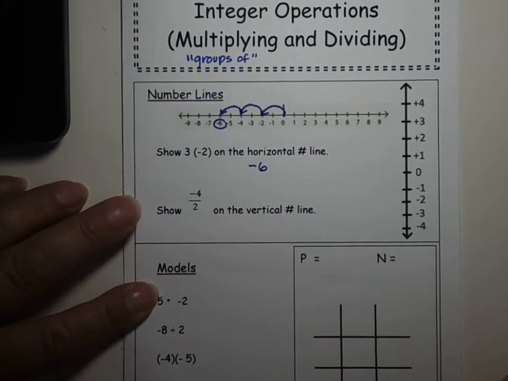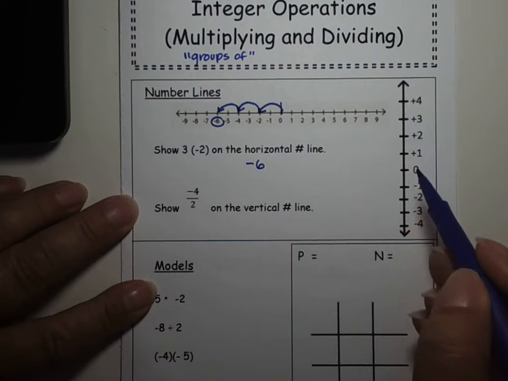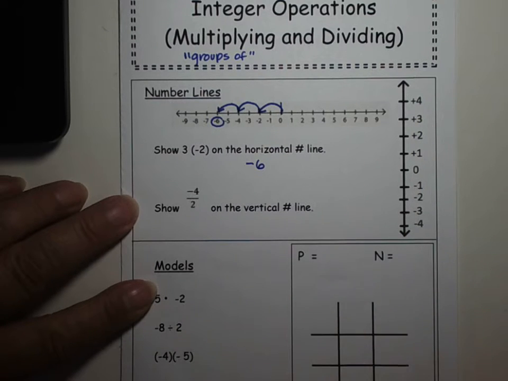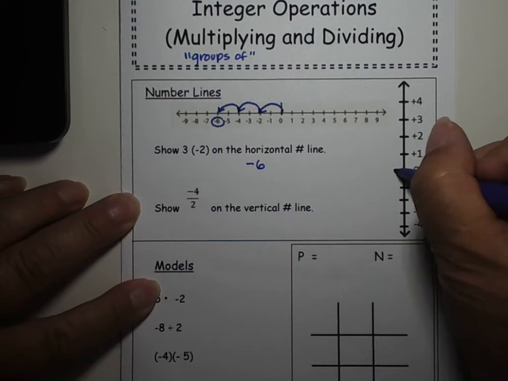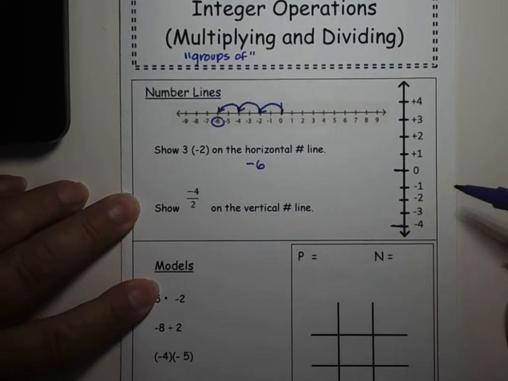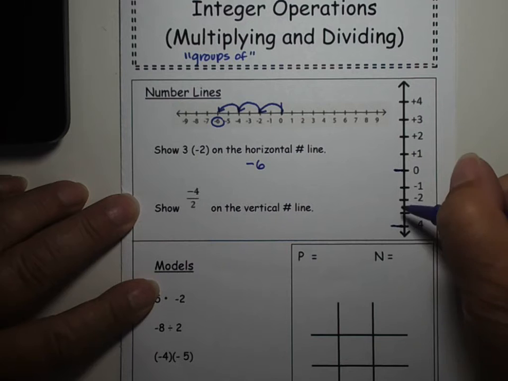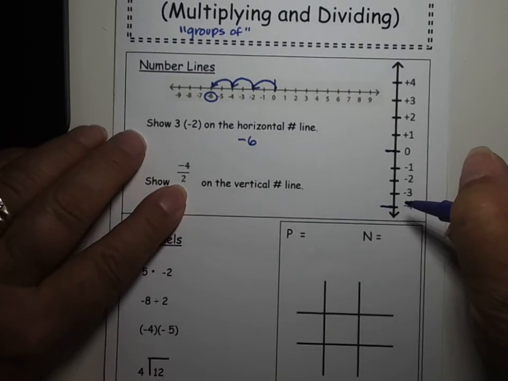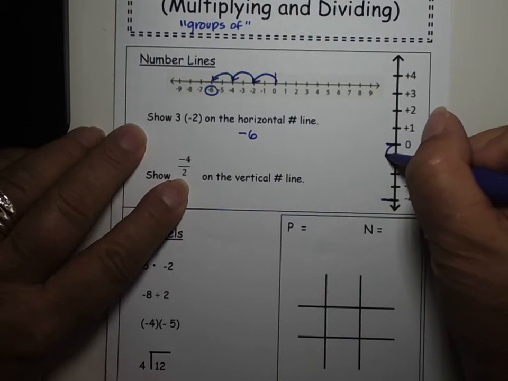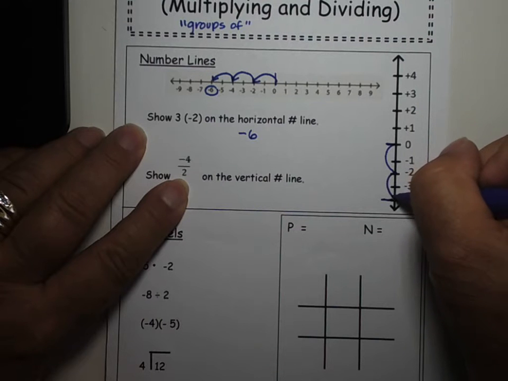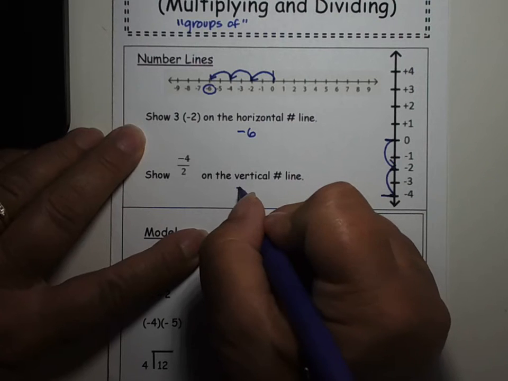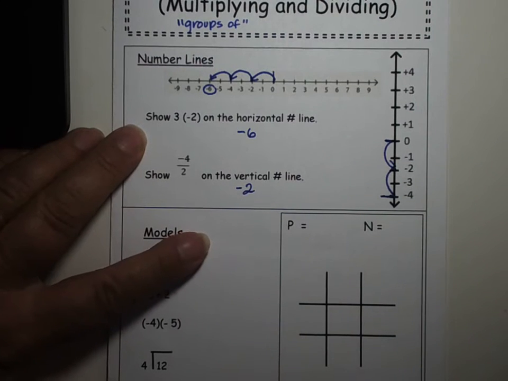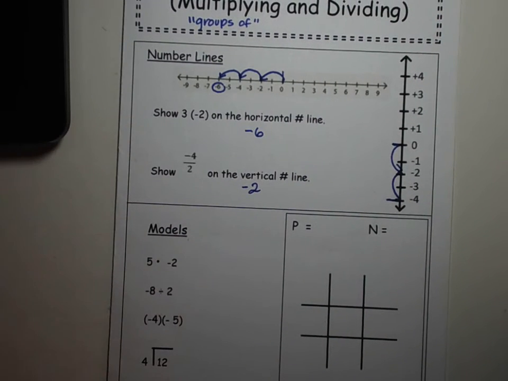Okay, if we are showing it on a vertical number line, this time we're going to do division. So we have from here to here that we need to divide into two groups. Okay, so when we divide it into two groups, we end up with -2 in each group. So a little bit different for division.